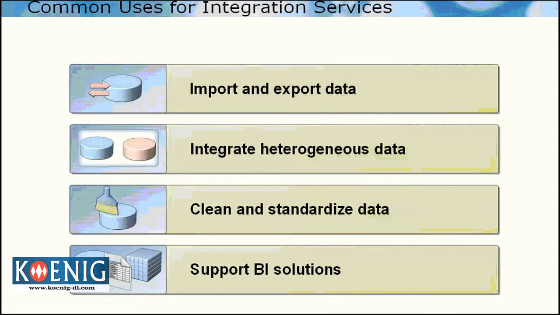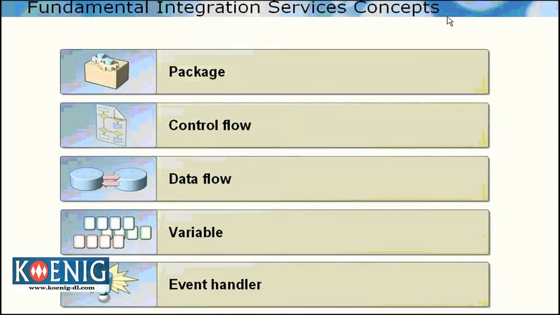Now, fundamental integration services concepts. Package: a package is your single executable unit. Then you have control flow, which is the containers, and ultimately your package is your control flow. Data flow, we are already aware of this. Then we have variables. Variables are your memory locations where we can store our data. If I want to retrieve my data and perform some calculations, you need something to store your information, so for that we need a variable. Event handlers, we are already aware of this. Any question, any doubt?